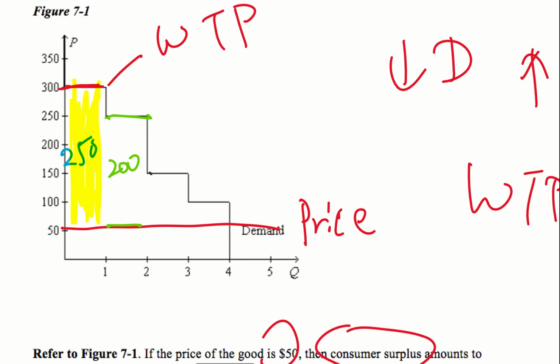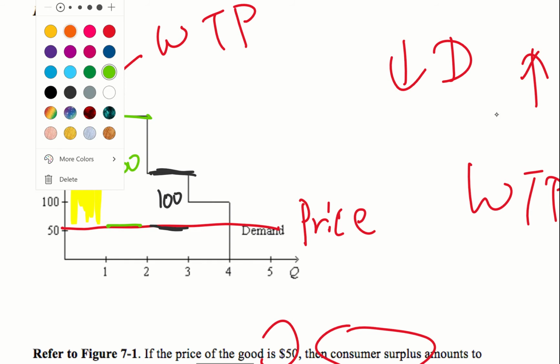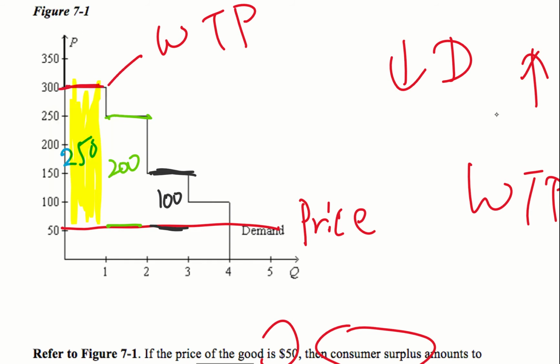Okay, so his WTP is 150, and then price again is 50. So the difference here is going to be 100. That is his consumer surplus. And then for the last person we have, his WTP is 100. His price is 50. The difference is 50.